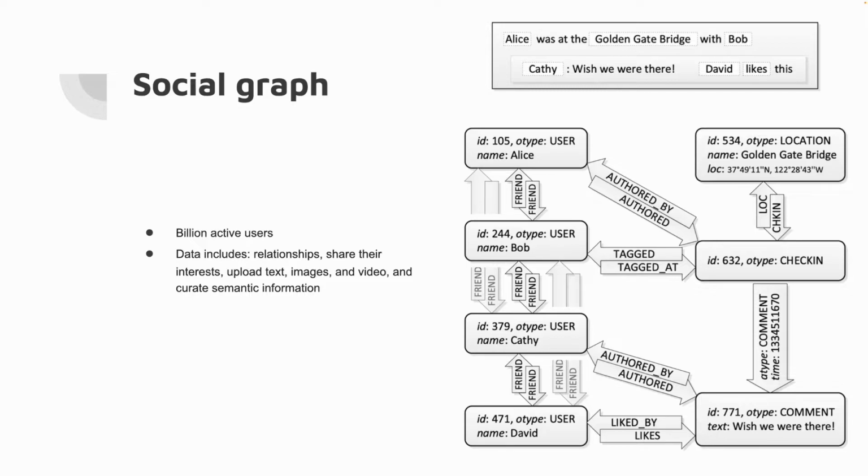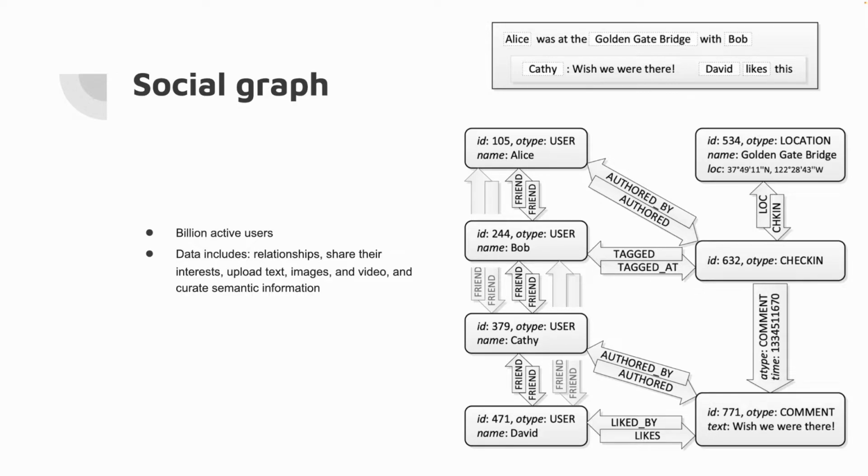We can see on the right side of the picture, there's a social graph. It represents that Alice was at the Golden Gate Bridge with Bob. With this information, Cassie commented, "Wish we were there." And then David likes this. If we want to represent these kinds of relationships, we need to have the graph underlying. We can see some of the nodes and also the relationships between them.